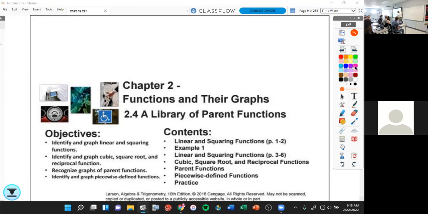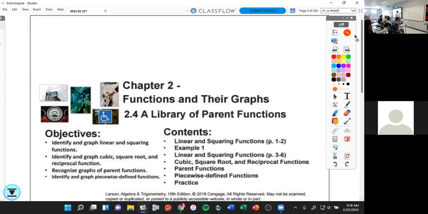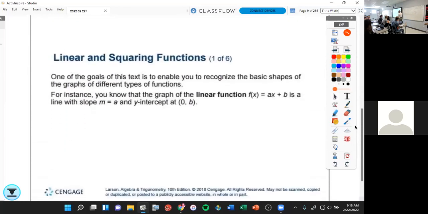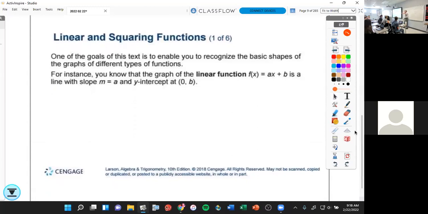Okay. A little more. Specifically the constant ones, like y equals 4. One of the goals is to enable you to recognize the basic shapes of graphs. You know that a linear function y equals ax plus b has a slope m equals a, y-intercept b. No b there.